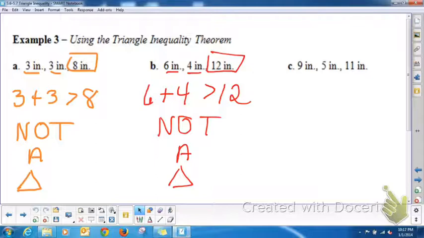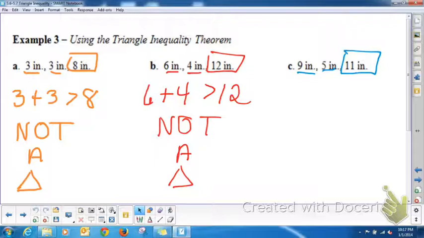Let's take a look at this last example. What are our two smaller sides? Our two smaller sides here are 9 and 5. The largest is 11. If I say 5 plus 11, it's greater than 9. If I say 9 plus 11, it's greater than 5.